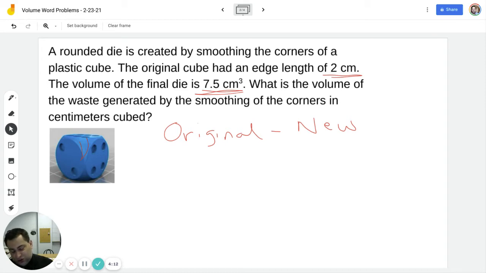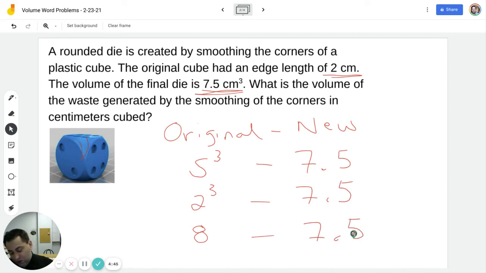So in my original, they don't tell me what the volume is, but they tell me that the edge length is 2. So I know that to find the volume of a cube, it's side cubed, or length times width times height, but length and width and height all happen to be the same. And then we're going to subtract the new volume, which they did give me to be 7.5. Well, I know the edge length is 2, so if I do 2 to the third power, that's going to be 8. And 8 minus 7.5 is going to be 0.5 centimeters cubed.